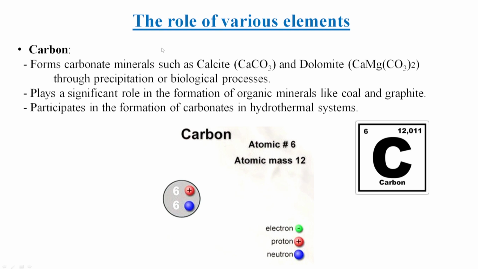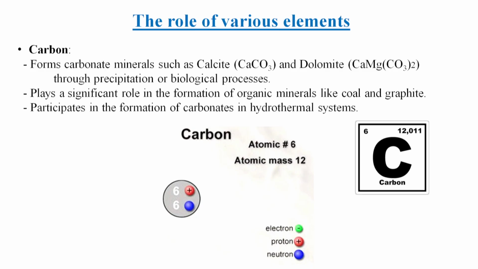Similarly, the next important element that has a significant role to play, mainly in sedimentary rocks, which we will also be discussing in a few lectures from now, is carbon. Carbon obviously forms carbonate minerals such as calcite and dolomite. In dolomite, you have both calcium and magnesium combined with carbonate, through precipitation or sometimes biological processes. Carbon also plays a significant role in the formation of organic minerals like coal and graphite, and it also participates in the formation of carbonates in hydrothermal processes.